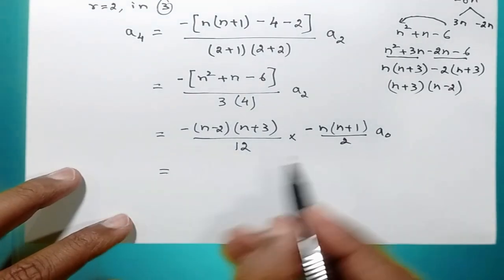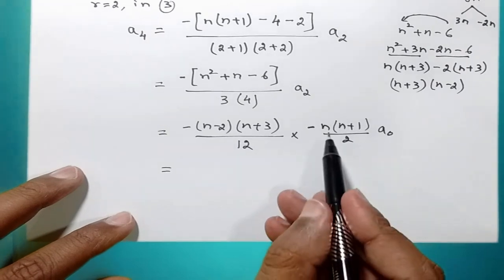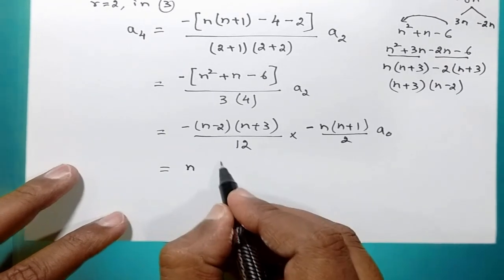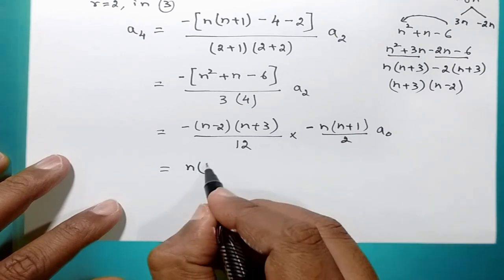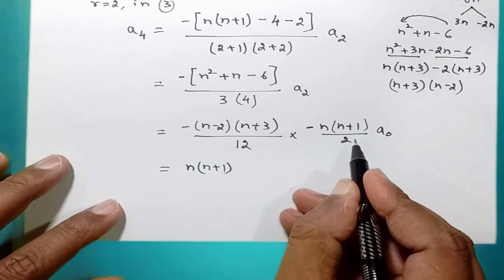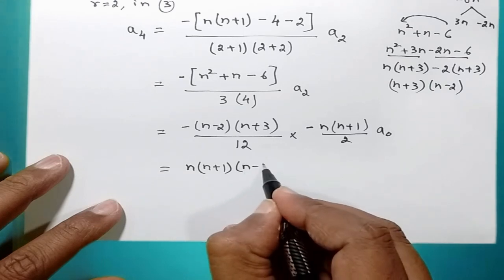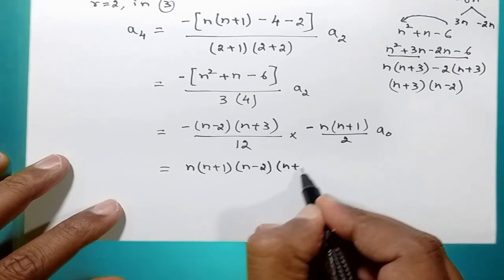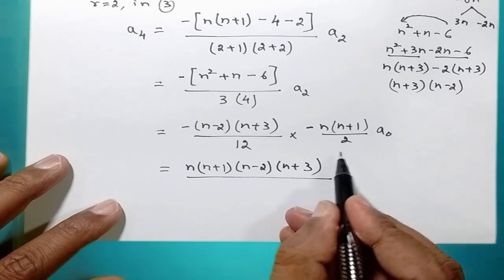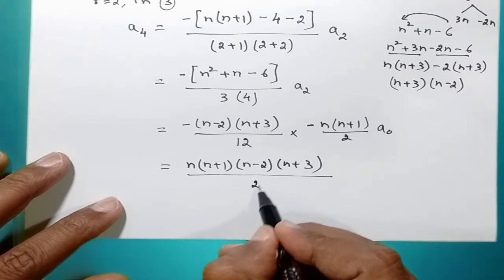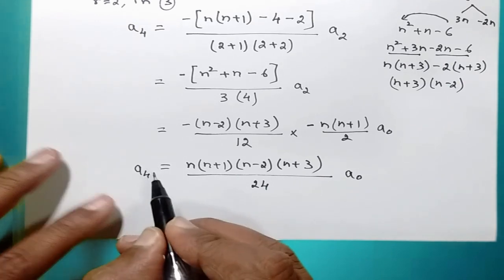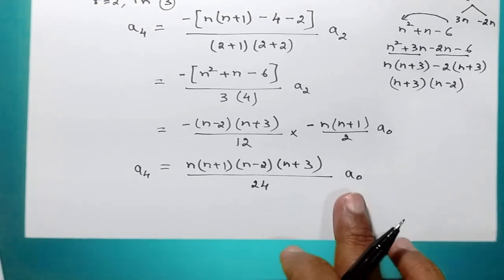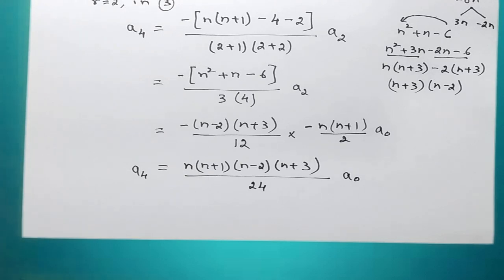So let us try to simplify it. Minus of minus will become plus. You have n into n plus 1, this term here, n minus 2 into n plus 3, divided by 12 times 2 will be 24, into a0. So you got the value of a4. Because a0 is a non-zero term, a4 will also be a non-zero term.